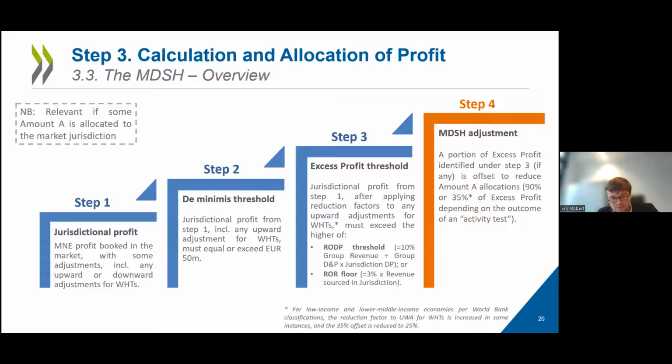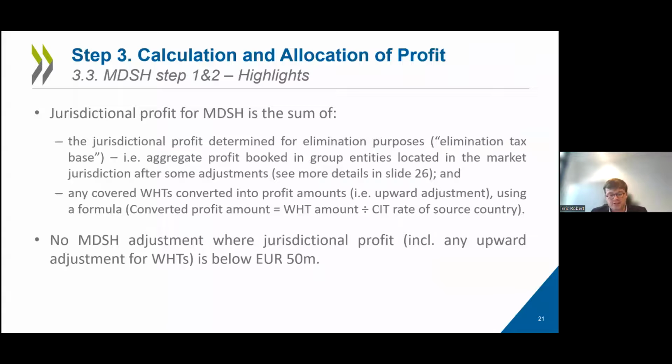And so you have here the full picture, I think, the full description of the mechanism. And I will try now in the next slide to go a bit deeper into each of those steps. So let's start with step 1 and 2 and clarify certain aspects here, including how withholding taxes are taken into consideration in the mix. So the first step, as I mentioned, is to determine your jurisdictional measure of profit. And you start here with the profit measures that you have determined for elimination purposes. And that's something we call the elimination tax base, and that Chris will describe later as part of step 2.